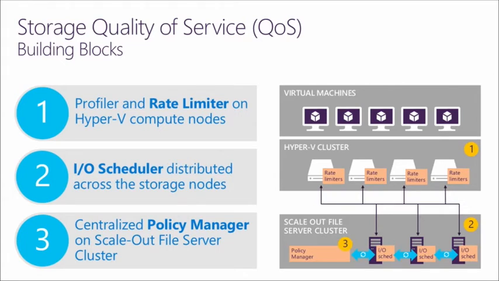So we've got a few key building blocks that I want to talk about before we dive into a demo. Number one, you've got the profilers and rate limiters that exist on the compute nodes, and they're communicating and interacting with the back-end scale-out file server system to understand what it should be applying to the relevant virtual machines, virtual hard disks, tenants, services, and so on. The I/O scheduler is distributed across the storage nodes, and that's handling where the I/O should go, who should get what, how much should they get. And all of the policies that you define are centralized on the policy manager. So you're saying, okay, Mr. Policy Manager, I want to make sure that Corey's VMs have 5 IOPS between them, whereas Matt's VMs have 2 million IOPS between them.